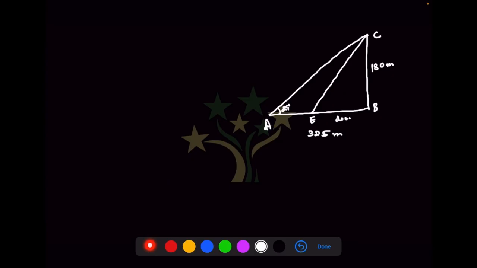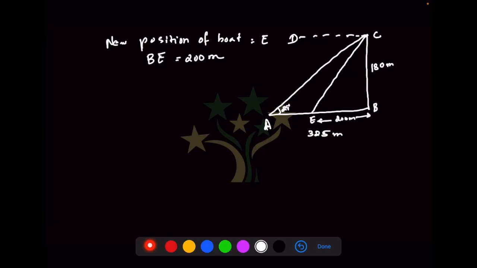And it is at 200 meters, the base of the tower. The new position of the boat is E, and BE is 200 meters. The question is to find the new angle of depression. So you have to find this new angle.